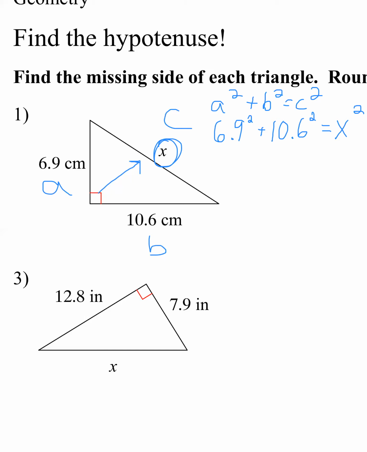Now it really just becomes a calculator problem. I'm going to do 6.9 squared. That comes out to be 47.61. 10.6 squared is just 112.36. And that's still equal to X squared. Now I'm going to go ahead and add those two decimals together, and I get 159.97.